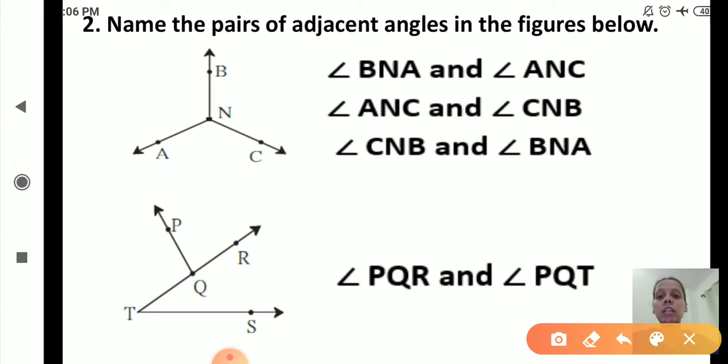Now from the second figure you will write down the names of the adjacent angles. Only one pair of adjacent angles is there, that is angle PQT is adjacent to angle PQR, as they are having one common vertex, that is point Q, and they are having one common arm, that is ray QP. So angle PQR and angle PQT are the adjacent angles. Okay, I hope you are clear with this.